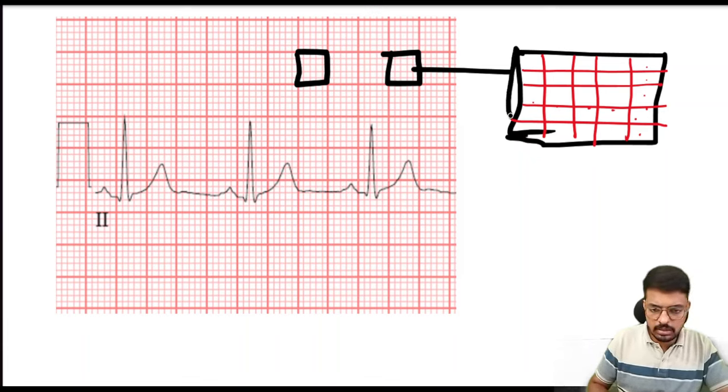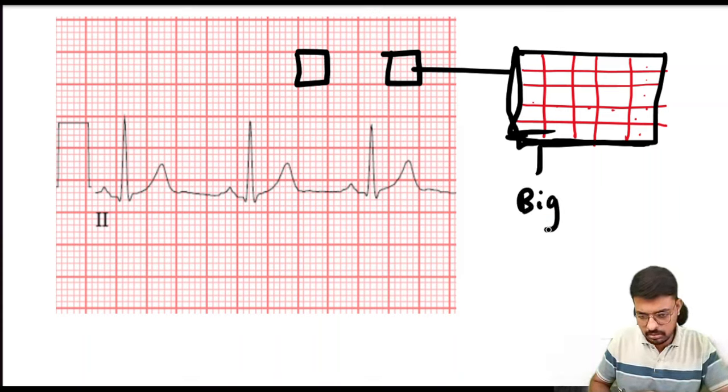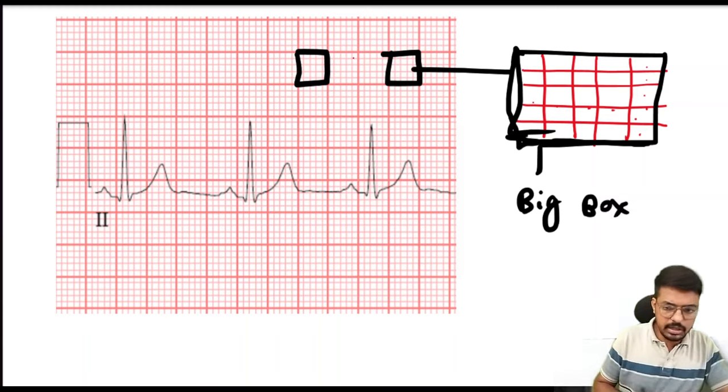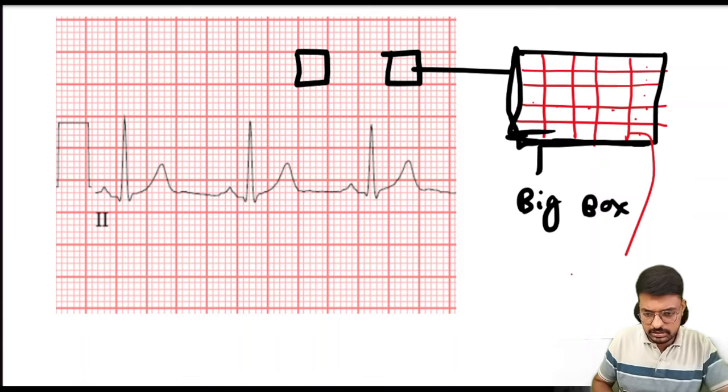This is what we call the red border one. We call this one the big box. Sorry, what we can say is, the black border ones are the big boxes, and the red border ones are called the small boxes.